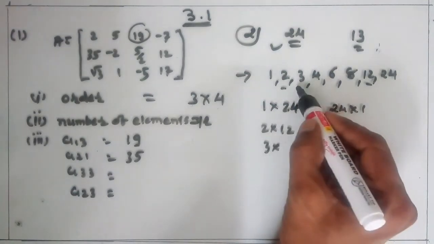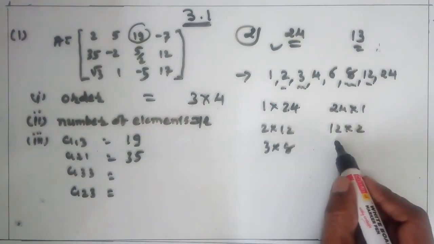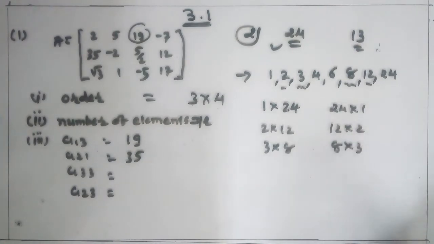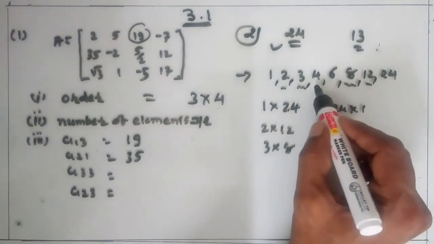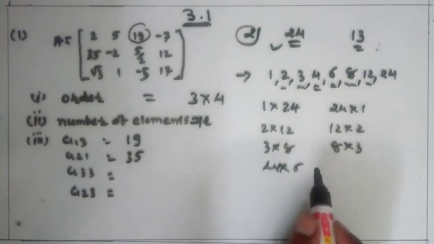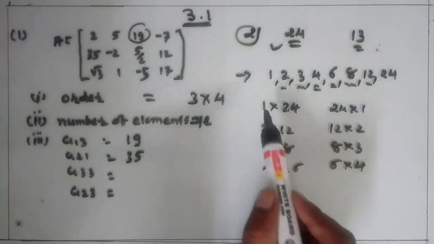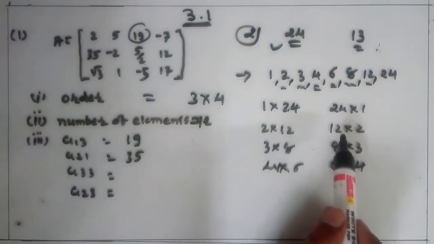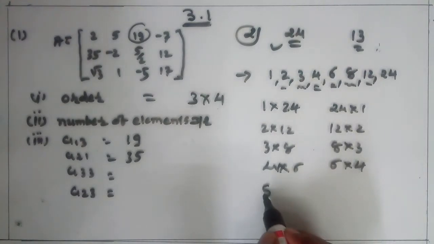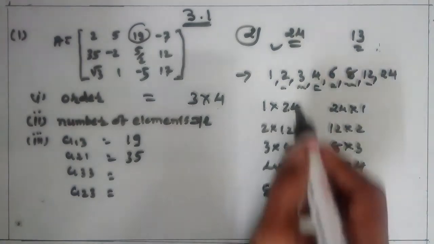Then 3 with 8. So 3 cross 8, 8 cross 3. This is also a type of matrix. 4 cross 6, and 6 cross 4. So we have in total 1, 2, 3, 4, 5, 6, 7, 8. Total 8 matrices we get whose number of elements is 24.